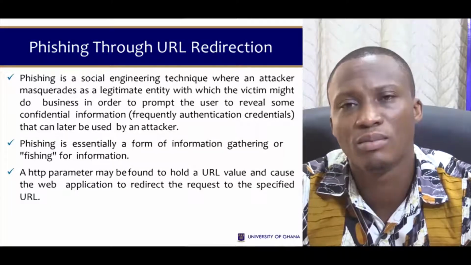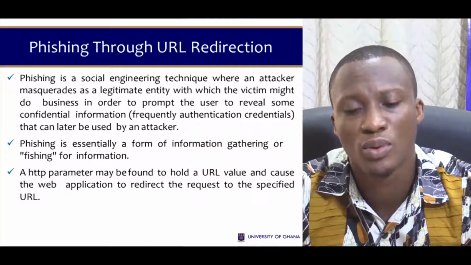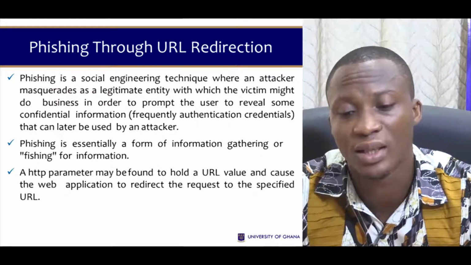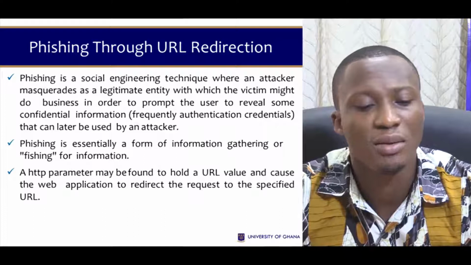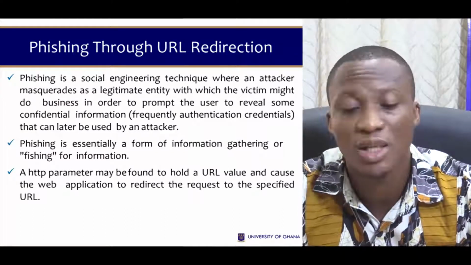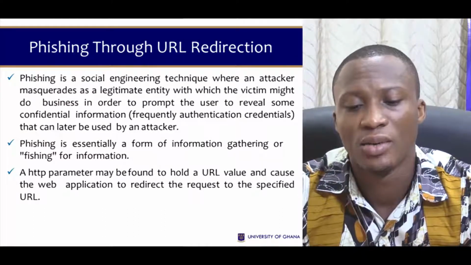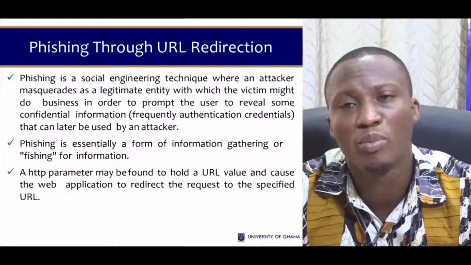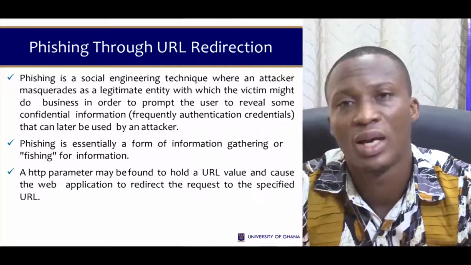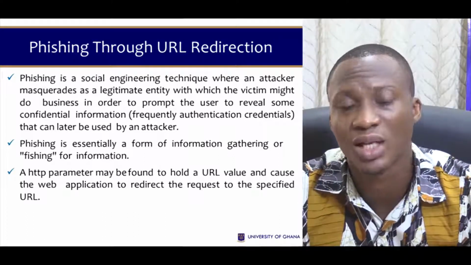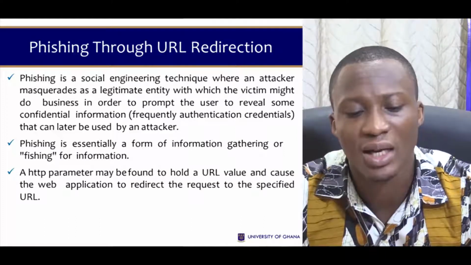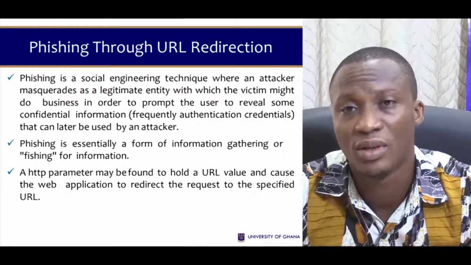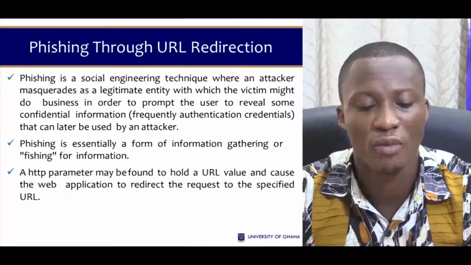Now, one main vulnerability is phishing through URL redirection. Phishing in itself is a social engineering technique, and here an attacker masquerades as a legitimate party the victim might do business with. The idea is to obtain confidential information, frequently authentication credentials that can later be used by the attacker. So phishing essentially is a form of information gathering, as the name suggests, phishing for information.